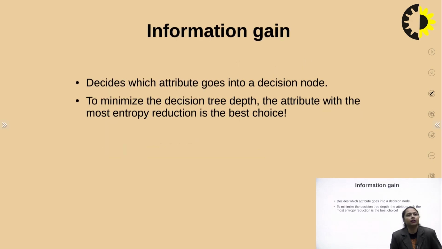Okay. Next comes information gain. It decides which attributes go into a decision tree. To minimize the decision tree depth, the attribute with the most entropy reduction is the best choice. So information gain will decide which node will be kept within the decision tree, and to control the depth of the tree, we select the attribute with the entropy reduction.